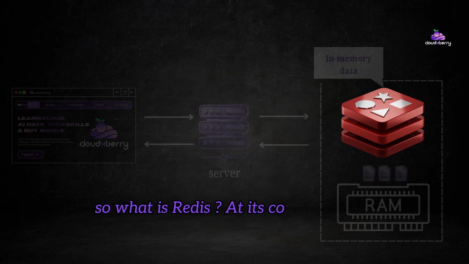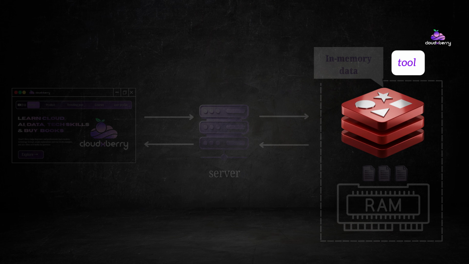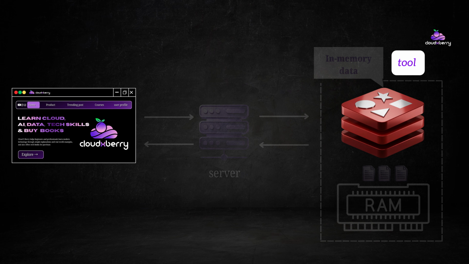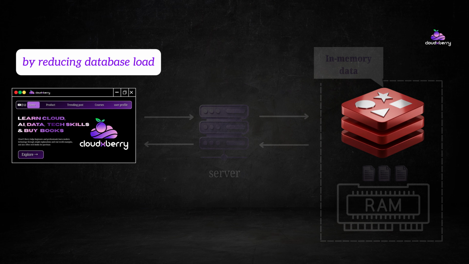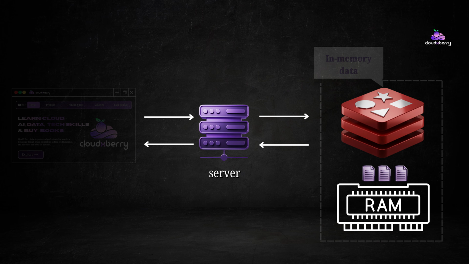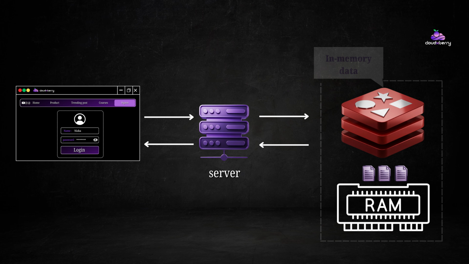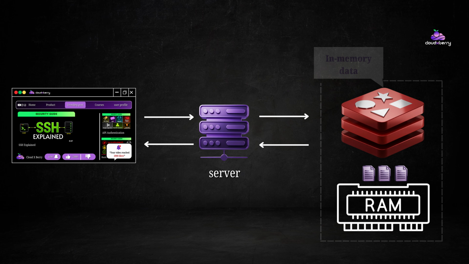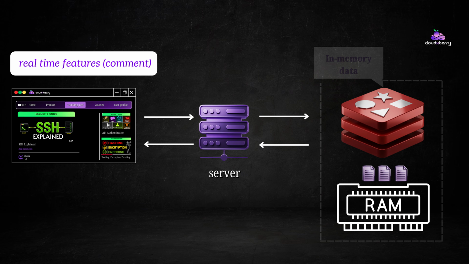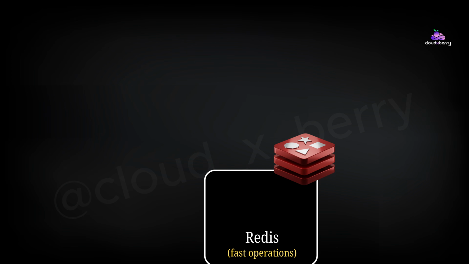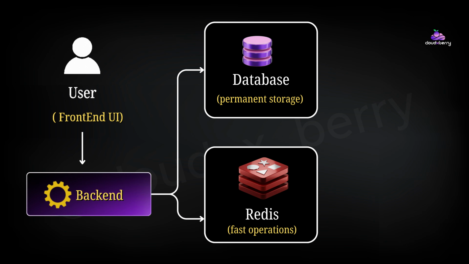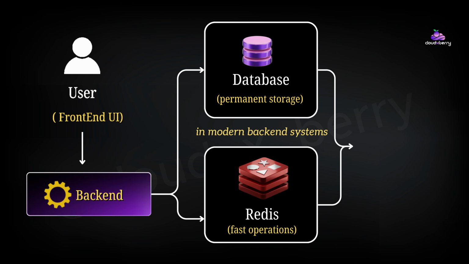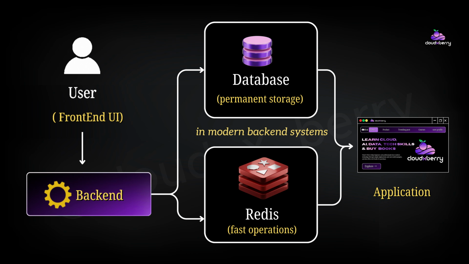So what is Redis? At its core, Redis is a tool that helps applications become faster by reducing database load and serving data quickly. Whether it's caching product pages, storing login sessions, tracking likes, powering leaderboards, or supporting real-time features, Redis has become one of the most widely used technologies in modern backend systems. And that's why you'll find Redis behind many of the applications you use every day.